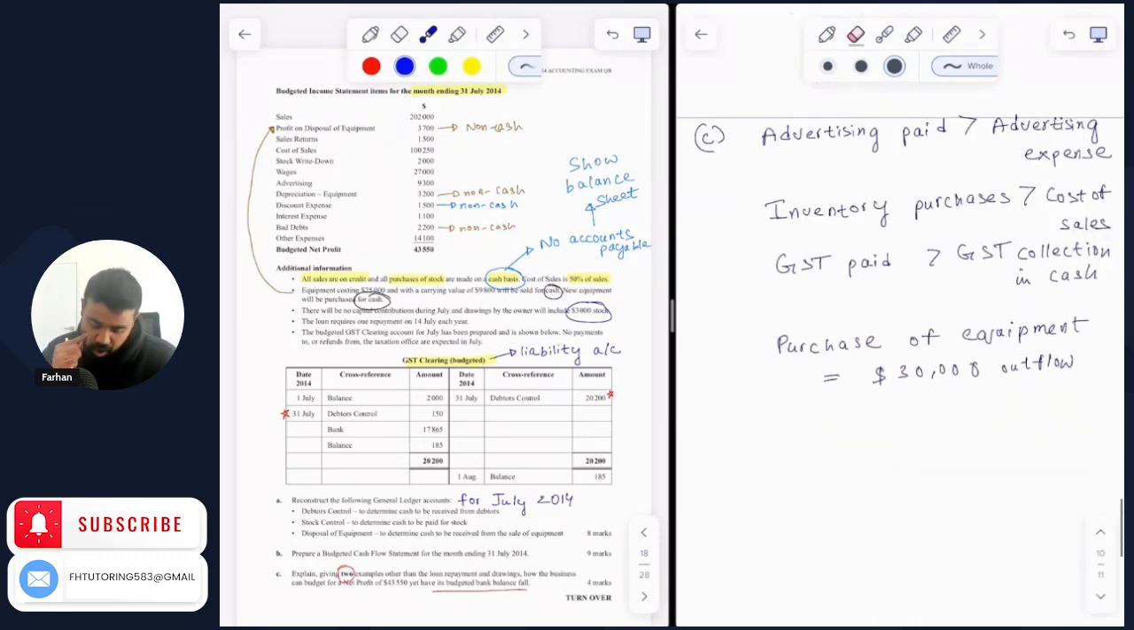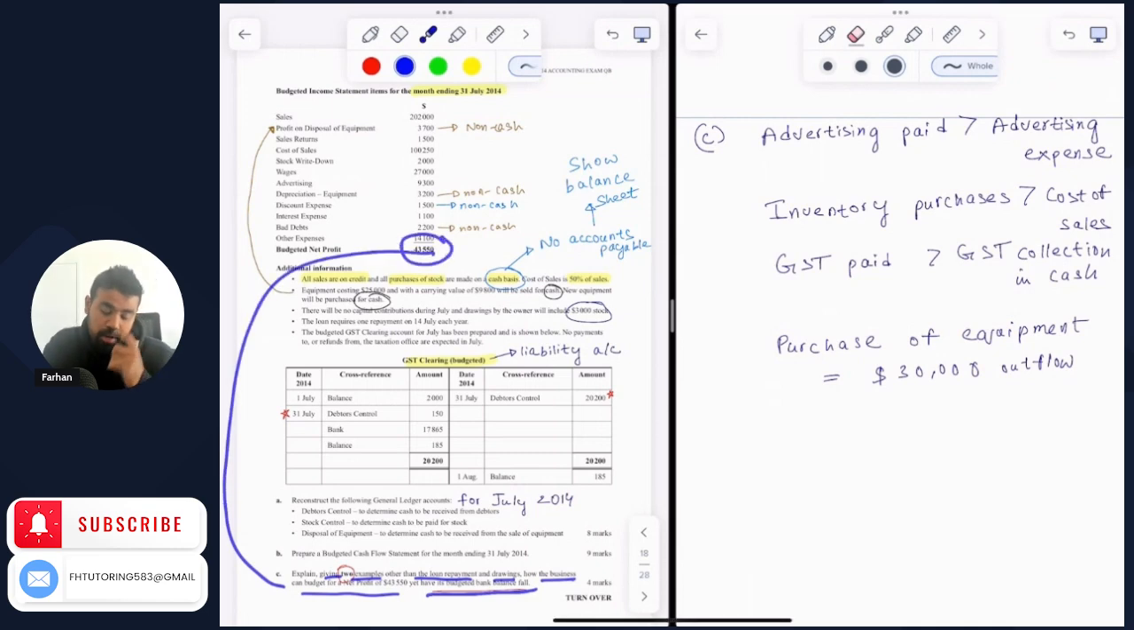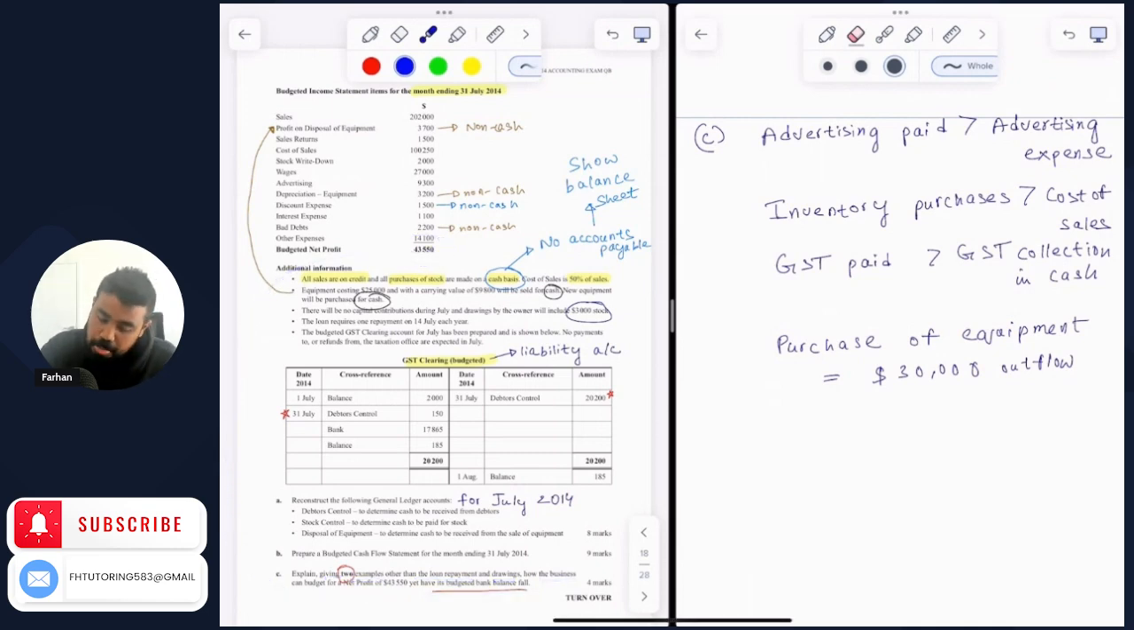We have got a discussion question which says: explain, giving two examples other than the loan repayment and drawings, which is what you would have seen in the financing activities section, how the business can budget for a net profit of 43,550 yet have its budgeted bank balance fall. As you can see, the budgeted net profit is 43,550. Now we can look into many points. It should be easy for you to write.